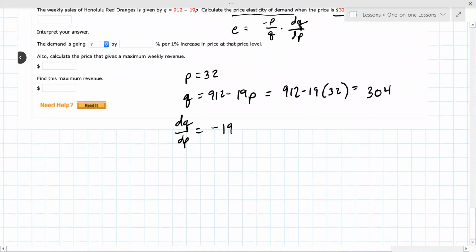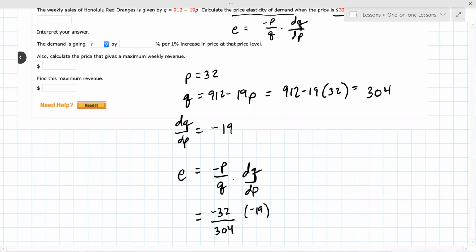Okay. So now we're going to write the elasticity formula again, minus P over Q times dQ/dP, and we're just substituting in the numbers we just found. The price is 32, so it's negative 32. Your Q is 304 times minus 19. Minus 32 times minus 19 over 304. And that equals 2. So that's what goes in that first box, and it also goes in this next box. These are always the same.